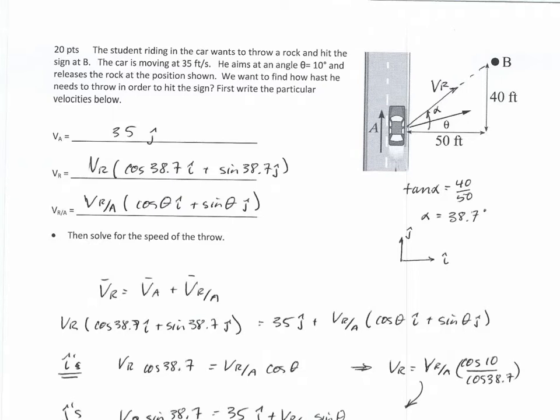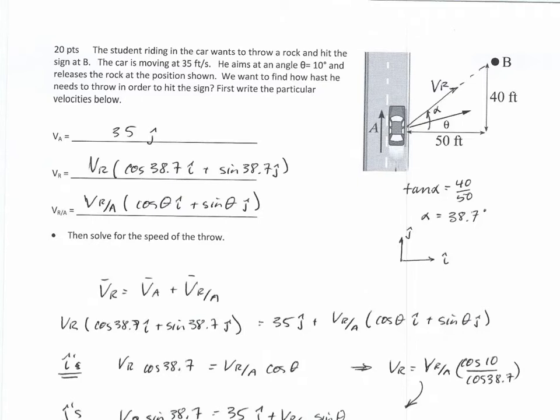But again, we want to find out the actual versus the relative. And if the student's going to throw the rock from the car and hit the sign, we know that this is the actual direction of the rock. The actual direction of the car is straight up, so that was pretty simple. The relative one is where he has to aim it and how fast he needs to throw it, and that's kind of what we were looking for.